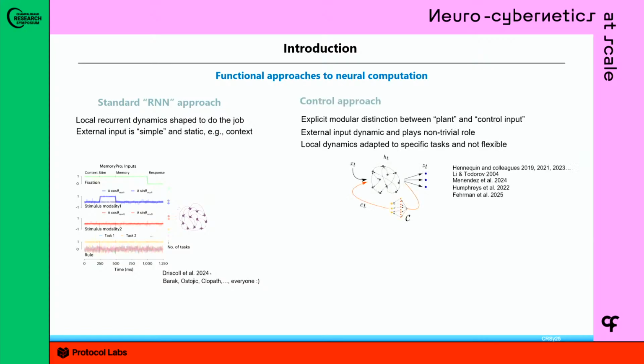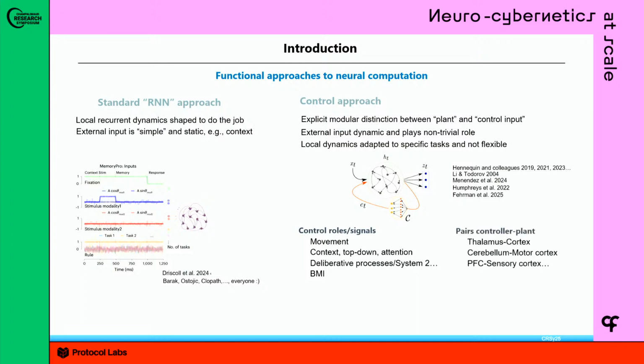But then there's the other approach we call the control approach, in which there's explicit modular distinction between the plant that's being controlled and a control input. And this external control input now is dynamic and plays a non-trivial role. And the local dynamics are going to be usually fixed and adapted to a specific task. So we can see several aspects in which these control roles are involved. And we can also think of pairs of brain areas that could fit into this division of controller and plant.